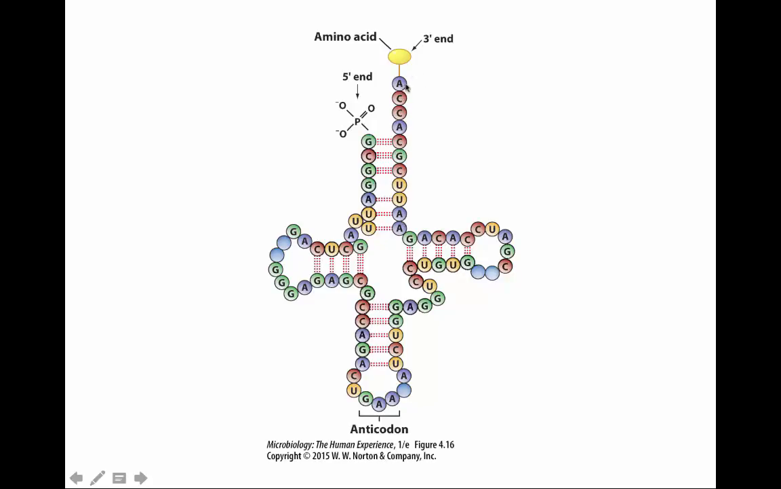We can see the bases: adenine, cytosine, cytosine, adenine. But as you go along, you won't see any thymine or T. Instead, you'll see uracil. So uracil is the base that is used in RNA, whereas thymine or T is used in DNA. So it uses slightly different bases.